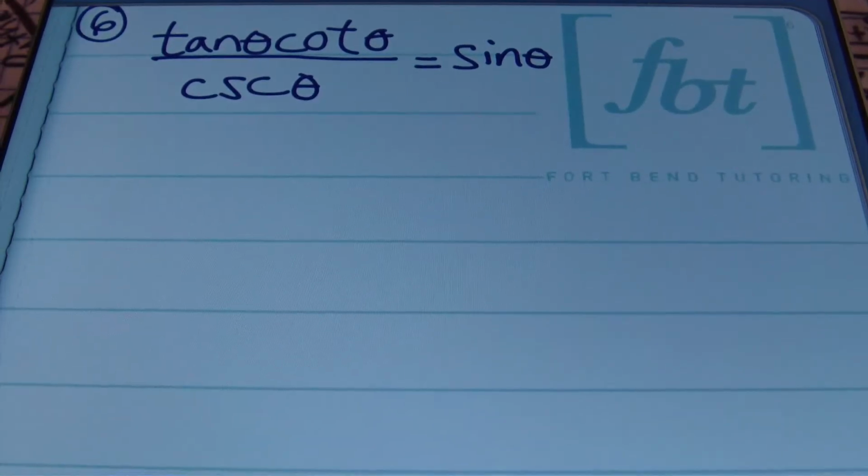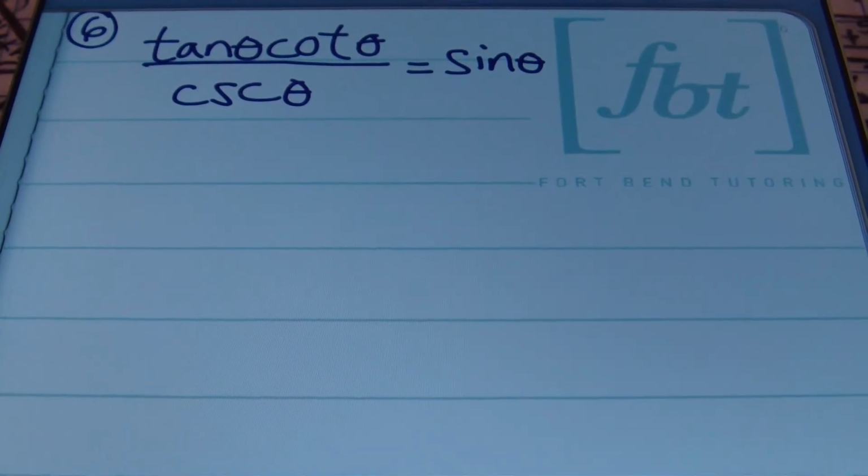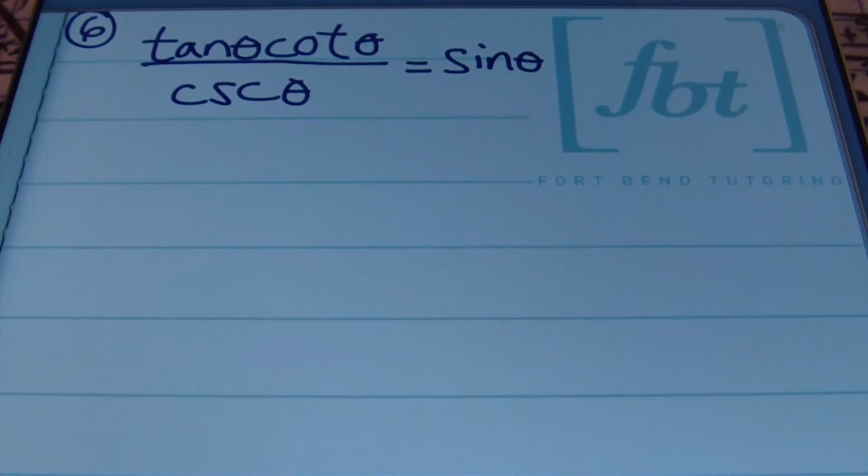Moving on. As I told you before, these things are fun. All right, so we have tan theta cotangent theta over cosecant theta, and it equals sine theta. What we're going to do with this problem is rewrite every single function on the left side of the equal sign in terms of sine and cosine. That's what we'll do first.